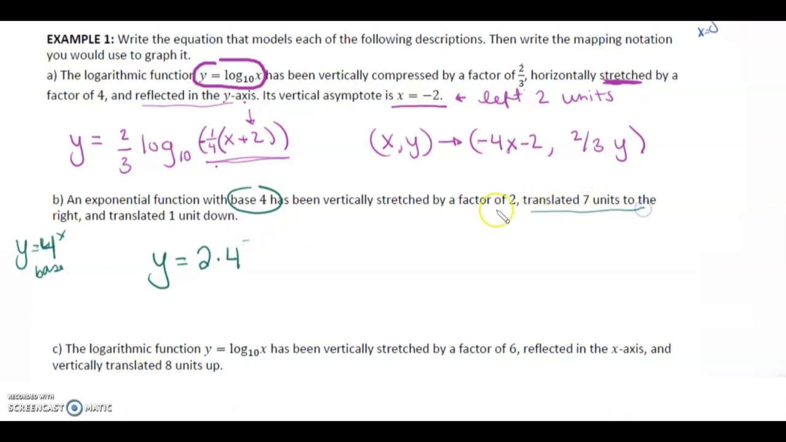Translated 7 units to the right. So that's going to be x minus 7, because it's opposite. And 1 unit down. The number with the x on it, in the exponent, that is the base. So for (x, y), remember, the base is not a transformation. Everything affecting the x's is around the x. So this is x plus 7. It's moving to the right 7 units. Then on the y, we're going to have 2y minus 1.